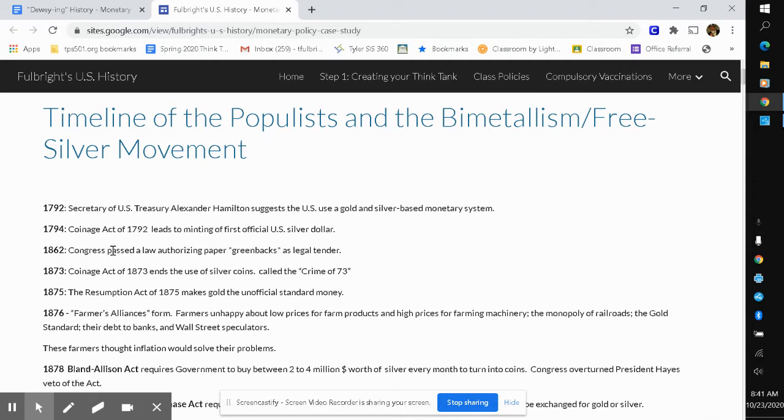In 1862, we started authorizing paper greenbacks as legal tender. In 1862, we're fighting the Civil War. The war is very expensive. Because it's expensive, we need more money. So we printed paper money.